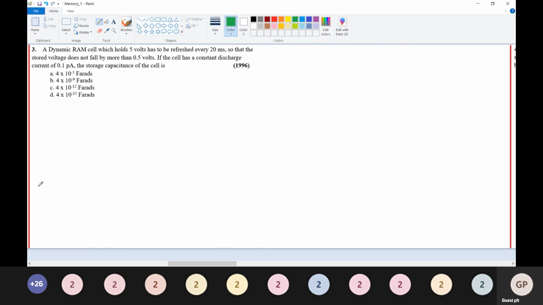Okay, so in this problem, a dynamic RAM cell which holds 5 volts has to be refreshed every 20 milliseconds so that the stored voltage does not fall by more than 0.5 volts. If the cell has a constant discharge current of 0.1 picoamps, the storage capacitance of the cell is. Okay. So what does this question tell you?